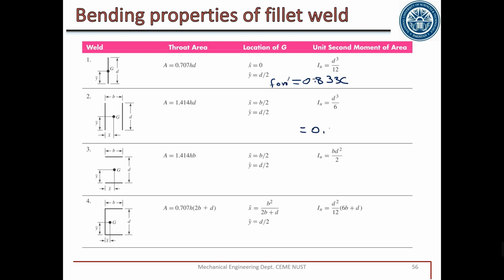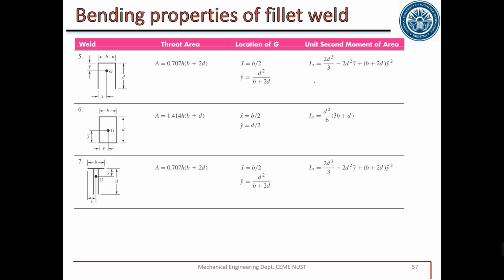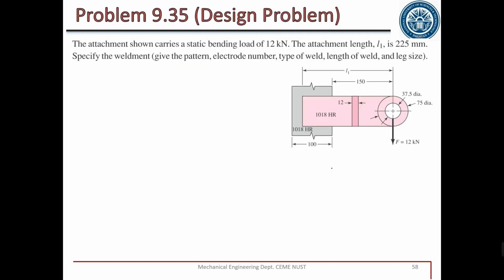Sorry, 0.8, not 0.08, 0.0833C. Again, in this case, it is equal to 0.25C. For this case, this is equal to 0.1944C. In this case, we have case number 5, we have 0.11C. For this case, we have 0.1667C. For this case, we have 0.11C.